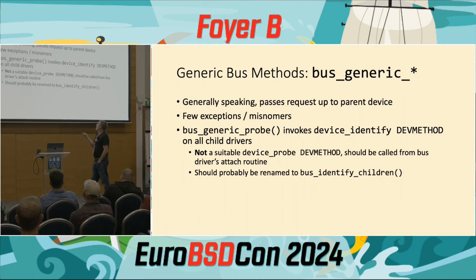But the key thing about bus generic probe is that it has nothing at all to do with a device probe routine. A device probe routine's job is to decide if a candidate device is a device that it as a driver can handle. And if it is, it's supposed to set the description of the device and return a value saying how well it can handle it, like what its preference is. Is it a very specific probe device or not? And bus generic probe doesn't do any of that at all. So it's horribly named, and nothing should use it as a device method for device probe. I think it should be named bus identify children, meaning go walk all your device drivers and try to identify any children using the device driver to do that.